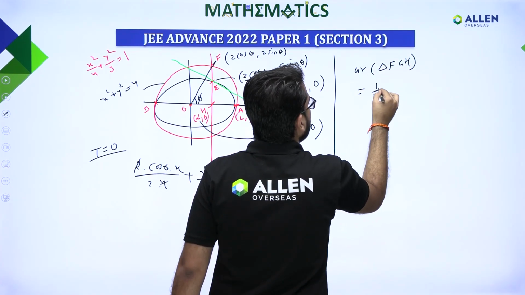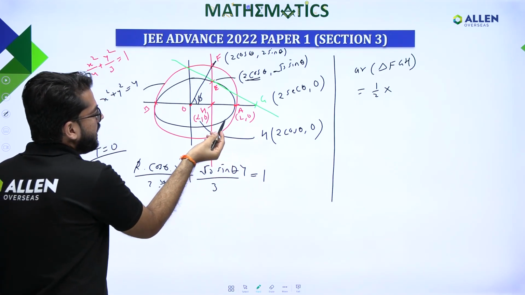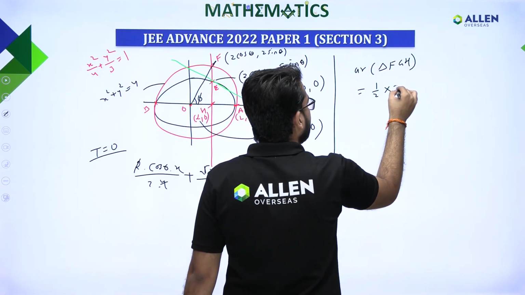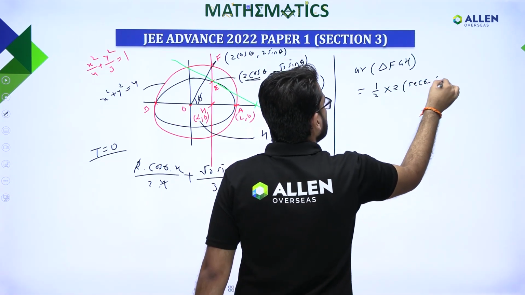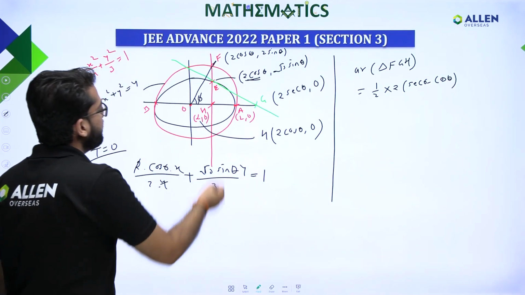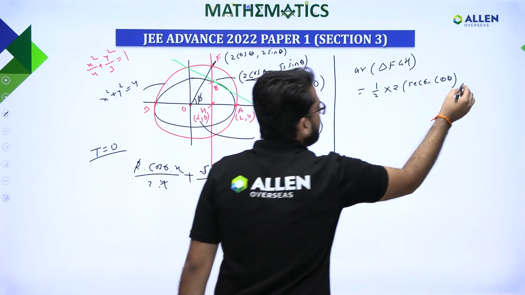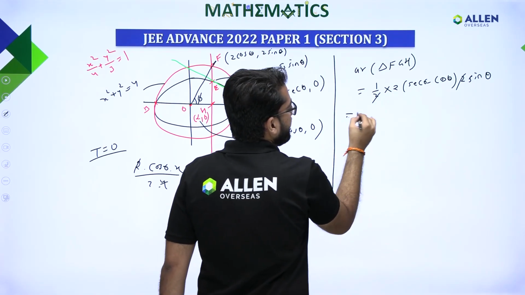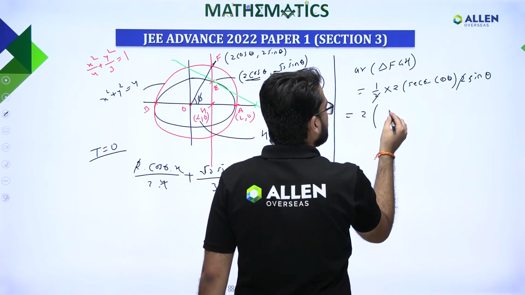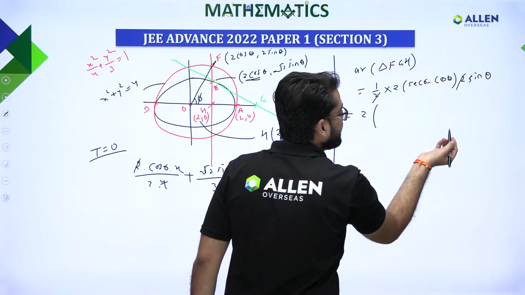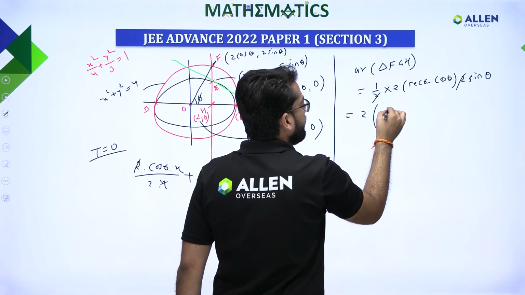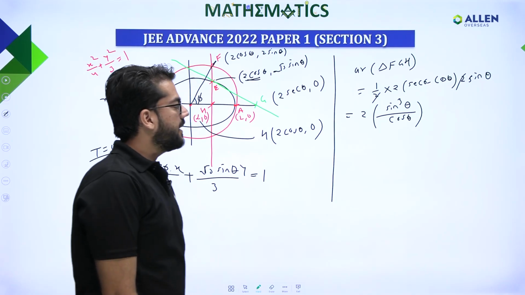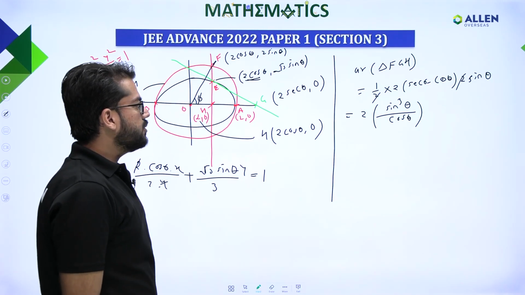So the area of this triangle we can find as half base. Base we have HG, that means 2 sec theta minus 2 cos theta, or in short, 2 into sec theta minus cos theta. And perpendicular is 2 sine theta. Now it would be cancelled. Here we have 2 into sec minus cos, that means 1 by cos, and 1 minus cos square theta will become sine square theta, and sine square theta into sine theta will become sine cube theta, and in the denominator we have cos theta only. So now we have the area that is 2 sine cube theta upon cos theta.